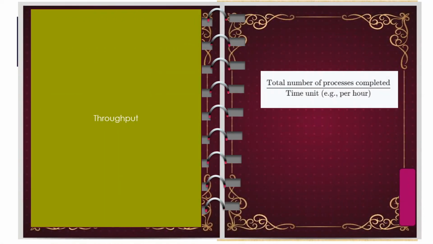Next one is throughput. The number of processes that are completed per unit of time is known as throughput. The goal is to maximize its value. The formula is total number of processes completed divided by time unit.